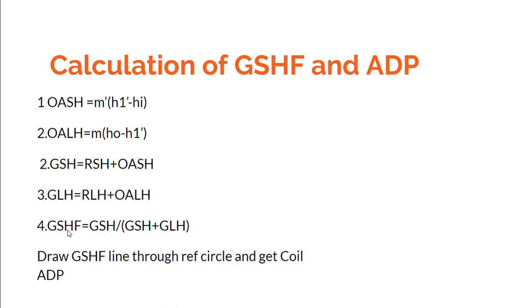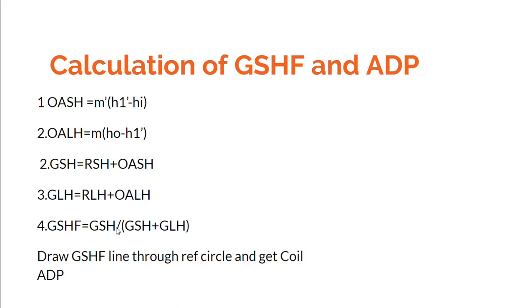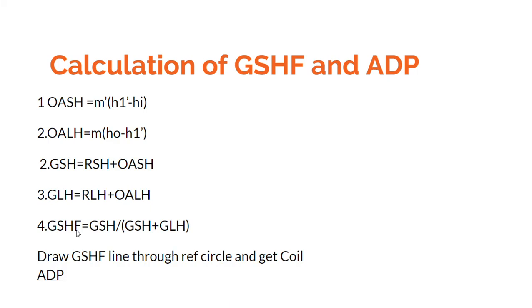So what is grand sensible heat factor? Grand sensible heat factor is grand sensible heat upon grand sensible heat plus grand latent heat. We had calculated OASH from the psychrometric chart. RSH is obtained from the load calculation. RLH is obtained from the load calculations. This way we can calculate grand sensible heat and grand latent heat, and by this ratio we get grand sensible heat factor. Once you get grand sensible heat factor, similar to what we had done for RSHF, we now draw a grand sensible heat factor line through the reference circle.